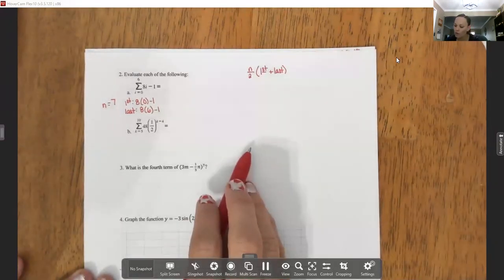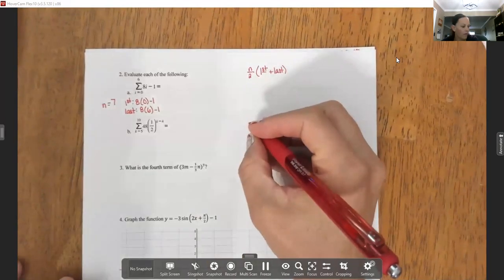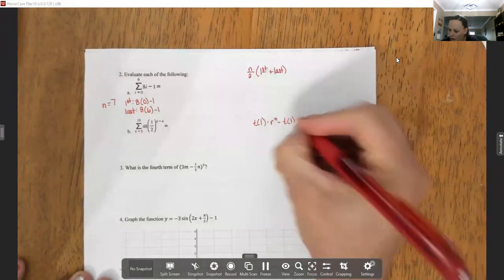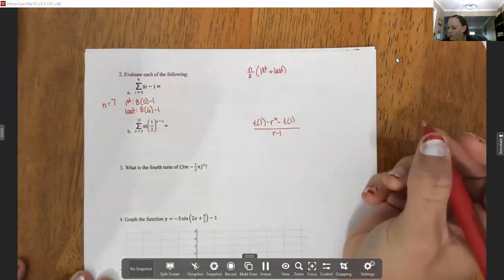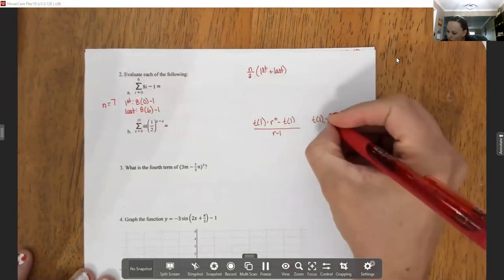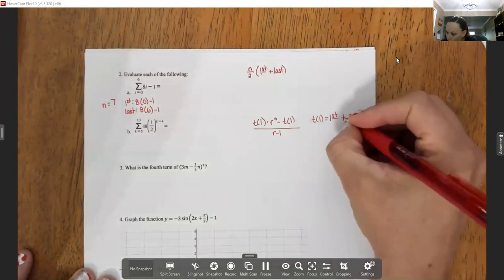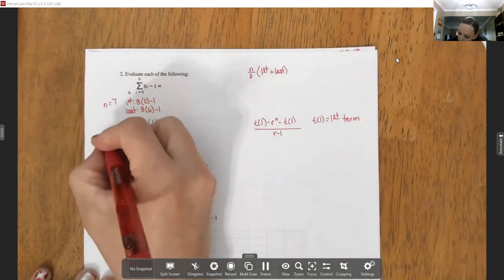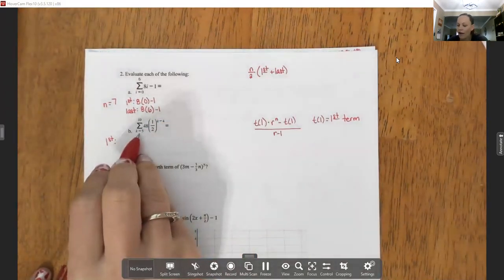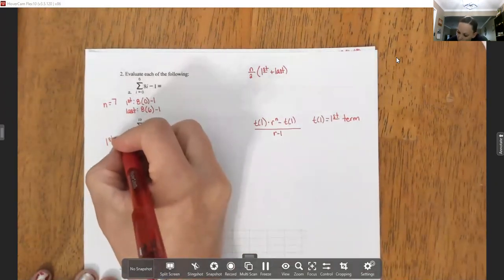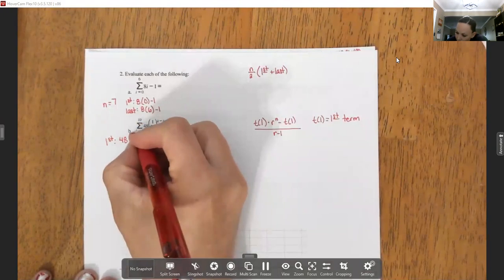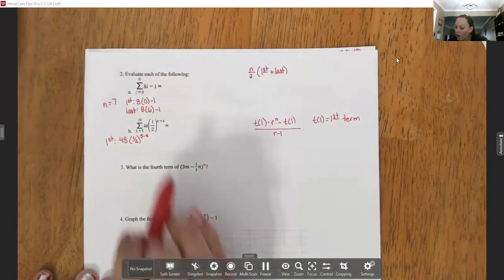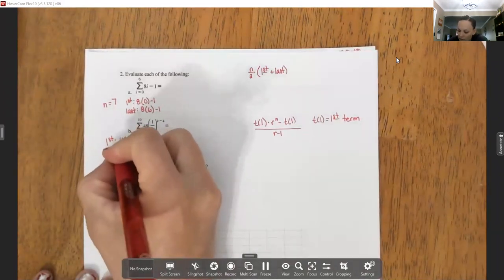Part B, we know the sum, and we wrote it like this: t of 1 times r to the power of n minus t of 1 divided by r minus 1, where t of 1 is really just the first term. So on this problem, our first term is going to be when we plug in 5. So this is going to be 48 times 1/2 to the power of 5 minus 4. That's going to be the first term here. R is our multiplier, so that's just 1/2.